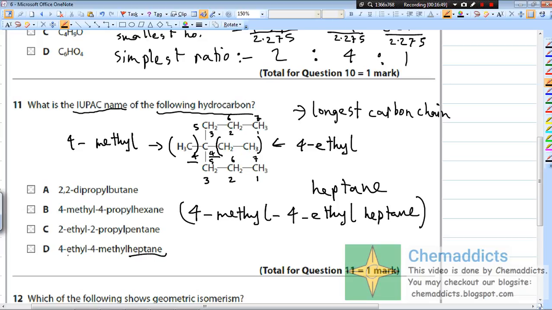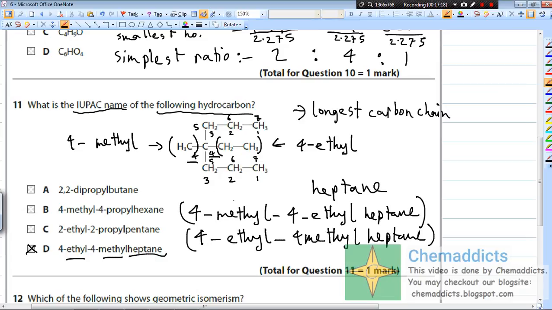Since these are arranged according to alphabetical order, ethyl comes first, methyl second, so D should be the answer. The accurate name for this is 4 ethyl 4 methyl heptane.